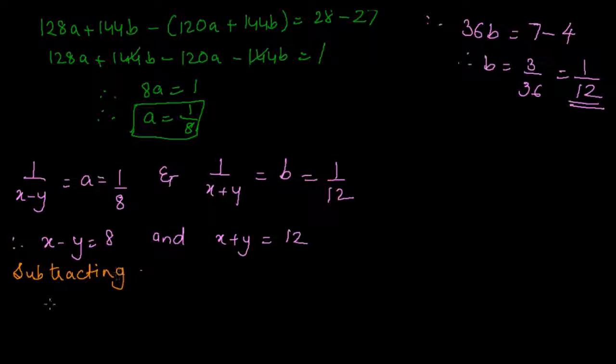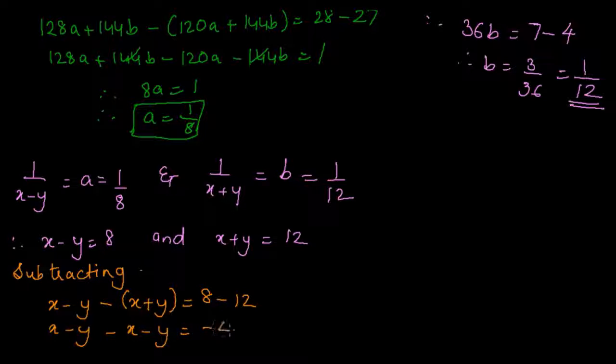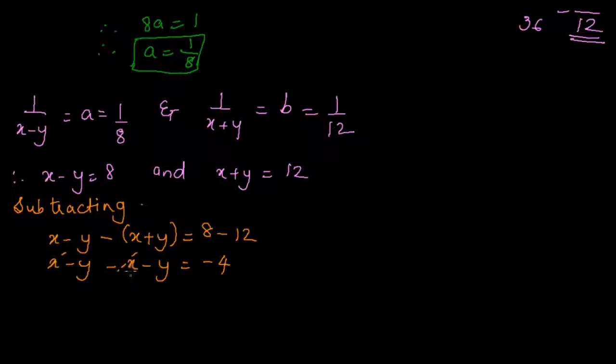On subtracting, x minus y minus x plus y is equal to 8 minus 12. So x minus y minus x minus y is equal to minus 4. So minus x plus x cancels out. We are left with minus 2y equal to minus 4. Minus minus cancels. And therefore, y is equal to 4 divided by 2, which is equal to 2. You got the value for y.